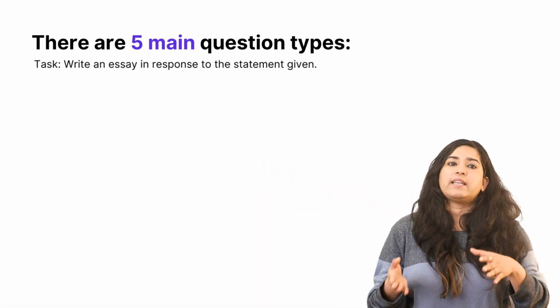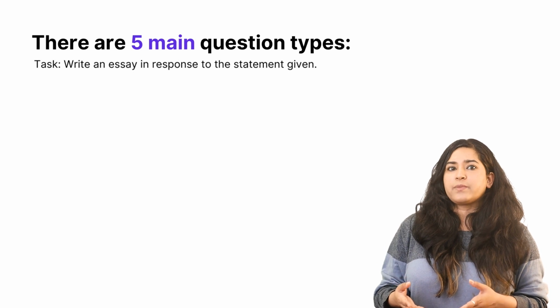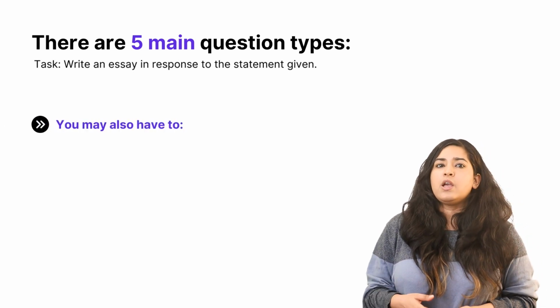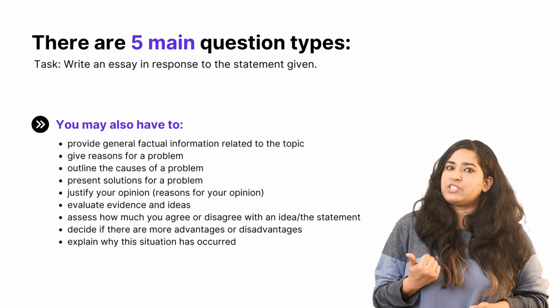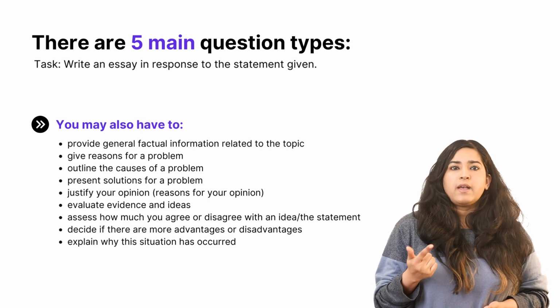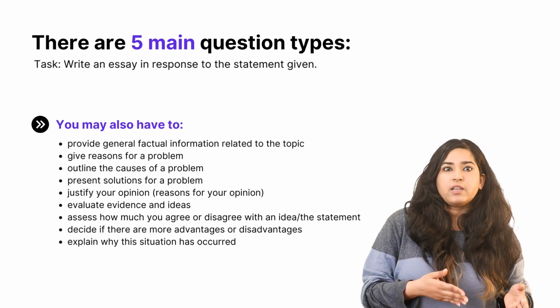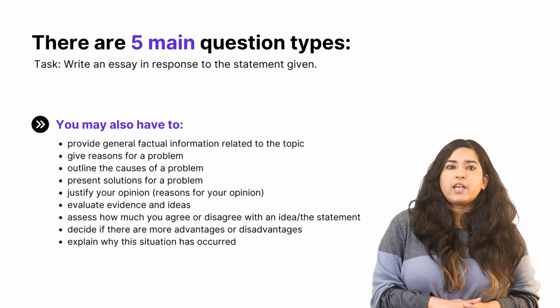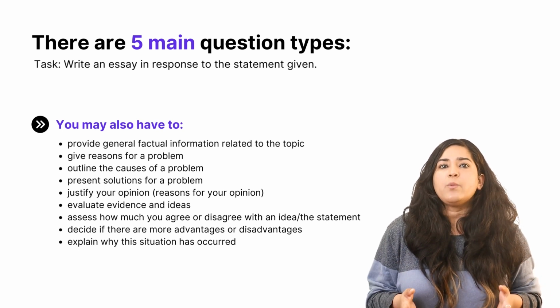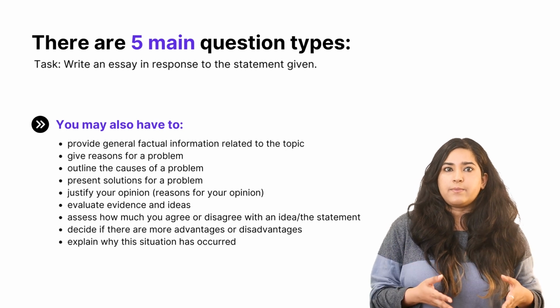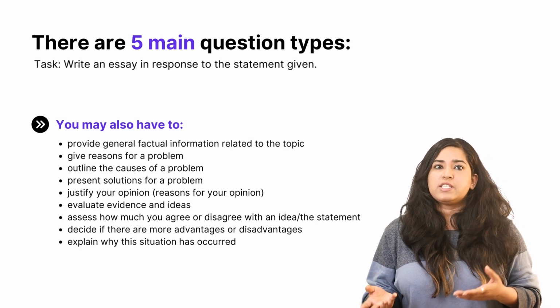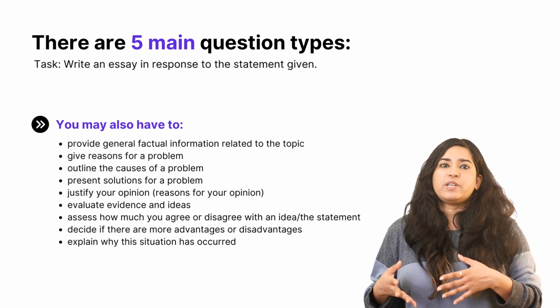We will be looking at the various question types that you could face for task 2. For this task of the IELTS writing section, there are 5 main question types, and you will be asked to write an essay in response to the statement given. Whilst writing your essay, you may need to provide general factual information related to the topic, give reasons for a problem, outline the causes of a problem and present solutions for a problem, justify your opinion or give reasons for your opinion, evaluate evidence and ideas, assess how much you agree or disagree with an idea or the statement, decide if there are more advantages or disadvantages, and explain why the situation has occurred.